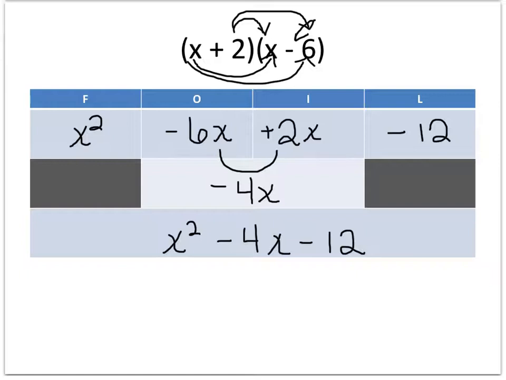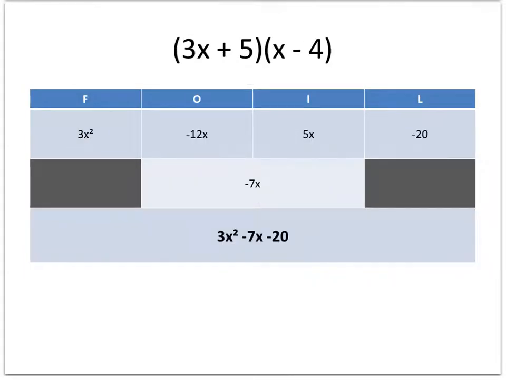Let's try another one. I've already completed this one for you, but let's take a look. 3x plus 5 times x minus 4. When we multiplied the first two terms, 3x times x, we got 3x squared. When we multiplied 3x times minus 4, we got negative 12x.